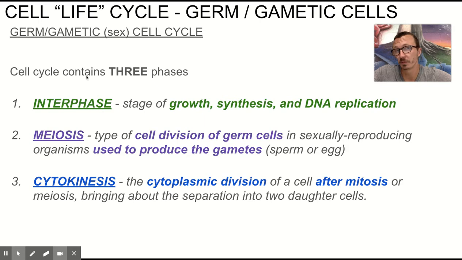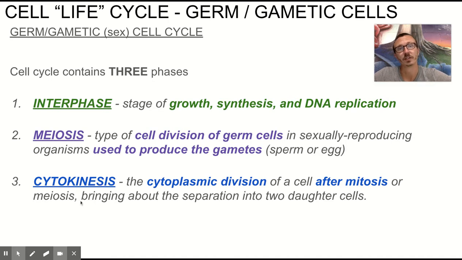So these germ cells that are involved in producing gametic cells or sex cells have 3 phases. Interphase. Interphase always happens before any type of cell division, right? So whether we're talking about mitosis or meiosis, interphase is always going to come first. And then we have something known as meiosis, right? And so meiosis is a type of cell division that involves germ cells dividing and producing gametes or gametic cells. These would be sperm or egg, cells that are involved in sexual reproduction. And then meiosis would be followed by cytokinesis.